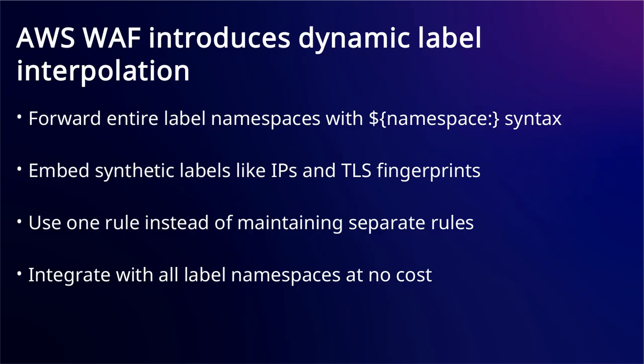You can embed synthetic labels including client IP addresses, WAF request IDs, and JA3 and JA4 TLS fingerprints in custom block pages, challenge pages, or request headers. Instead of maintaining separate rules for each signal, you write one rule that automatically adapts as new labels are added to the namespace. This works with AWS Managed Rules, AWS Marketplace Rule Groups, and your custom labels. When multiple labels match, values resolve to a comma-separated list.